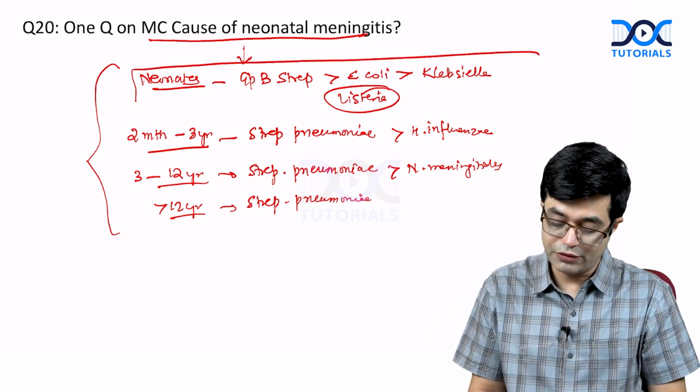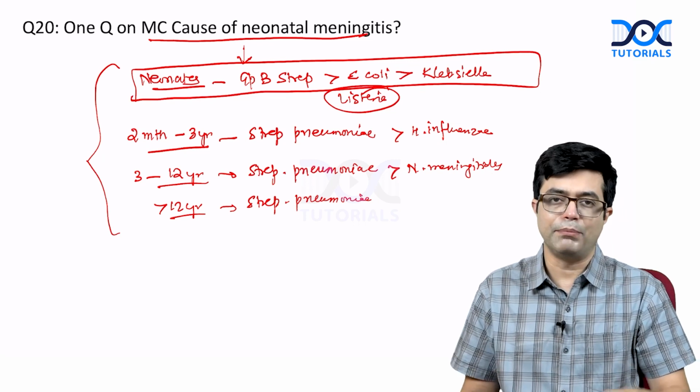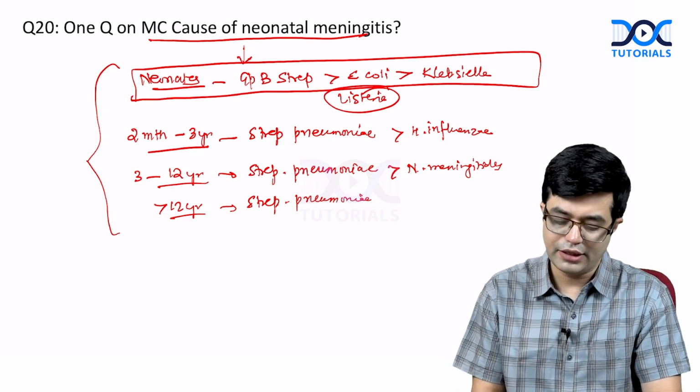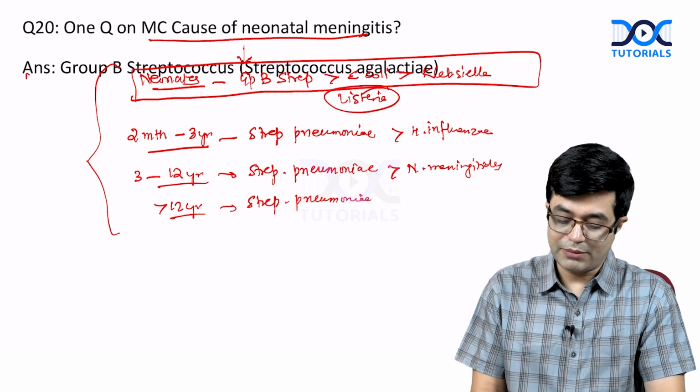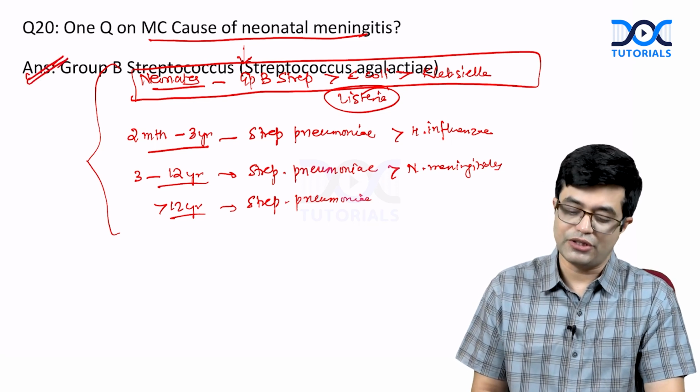So this was the age group which was asked. Whatever option would be there, the best possible answer you will be marking, right? So the answer will be group B Streptococcus or Streptococcus agalactiae if it is mentioned.